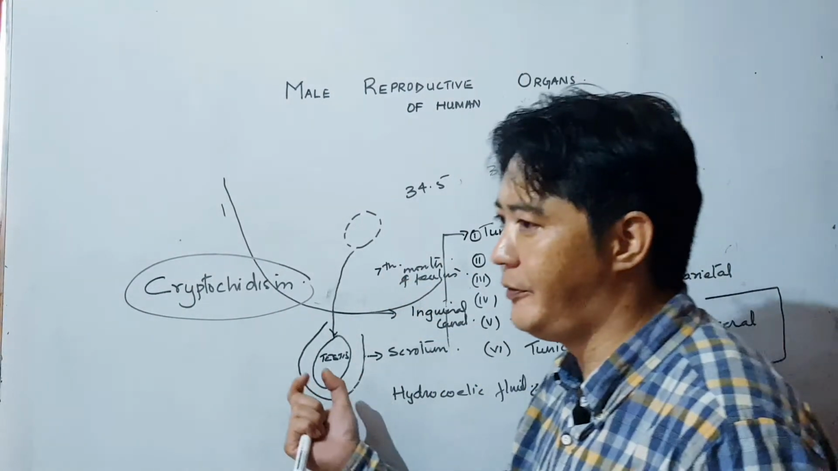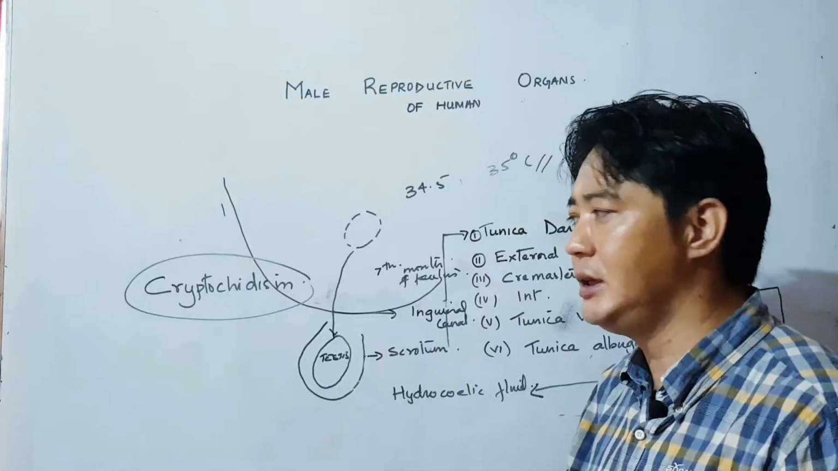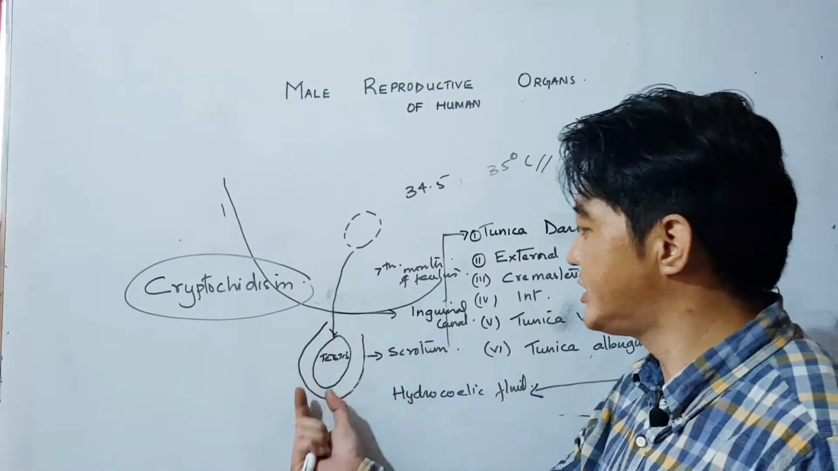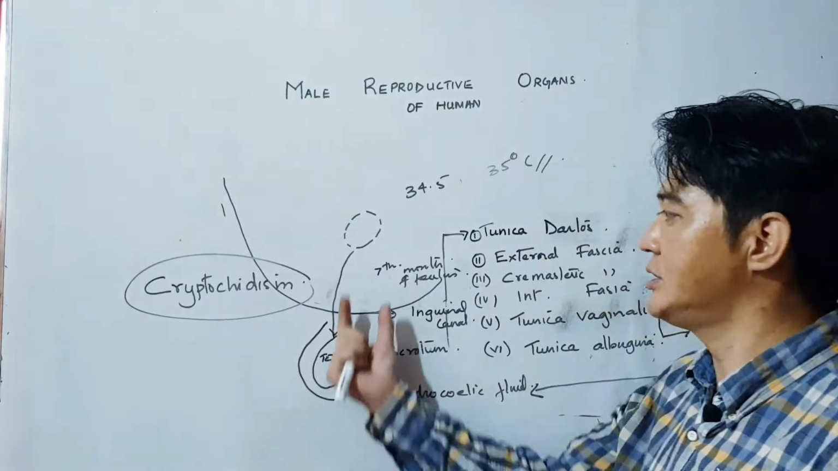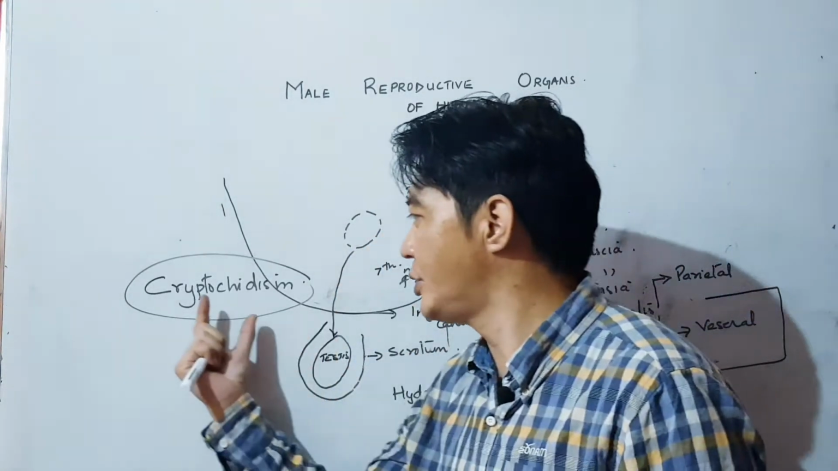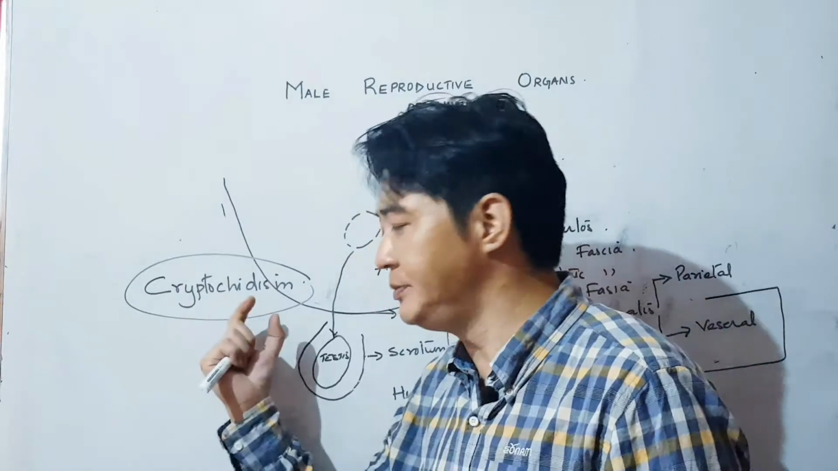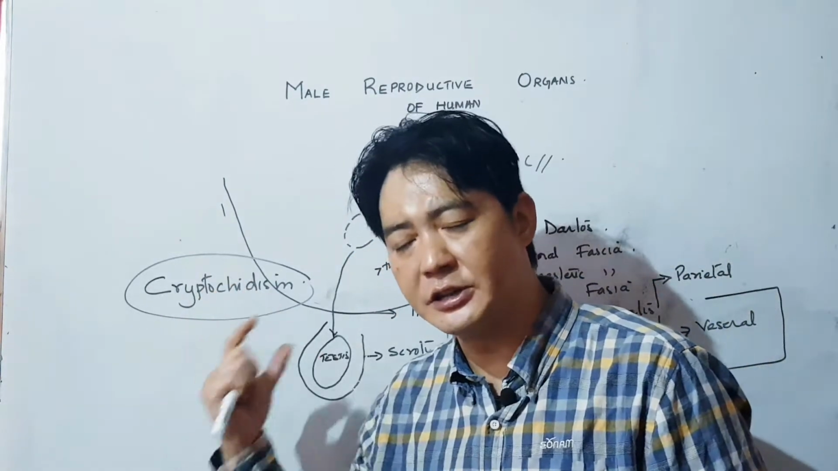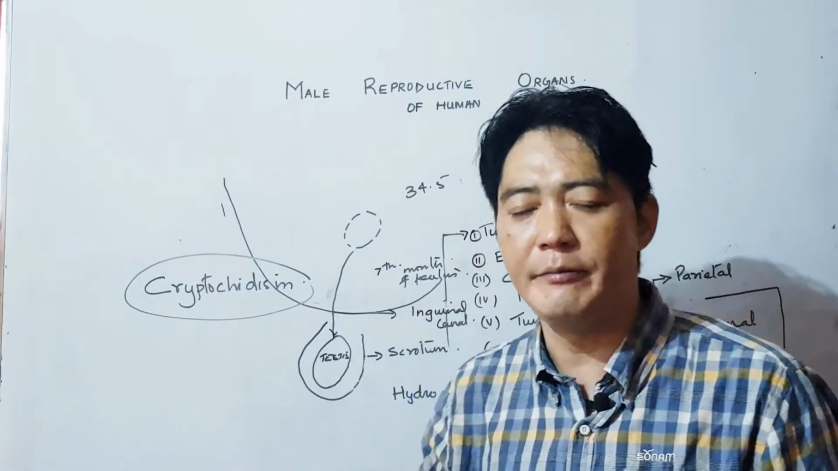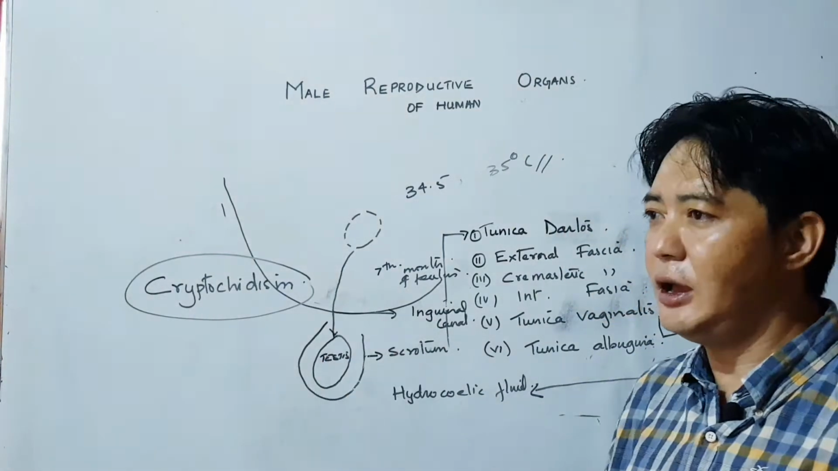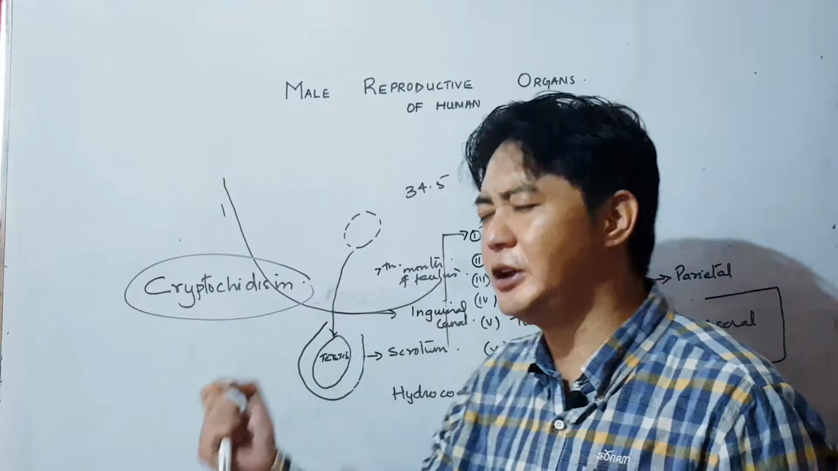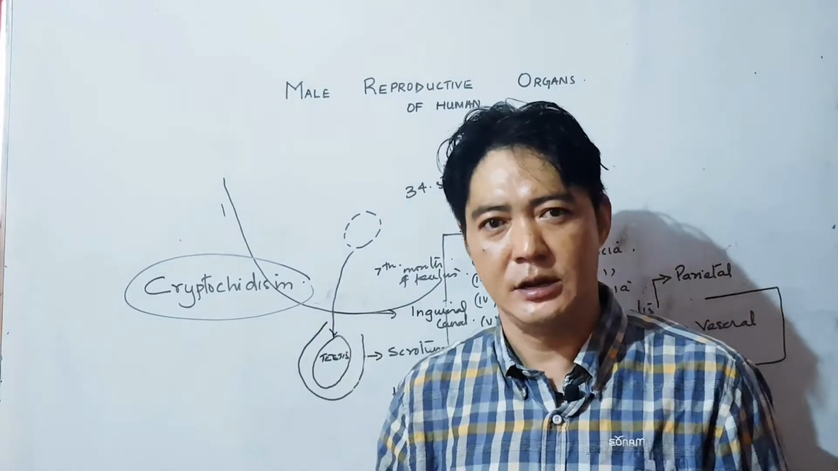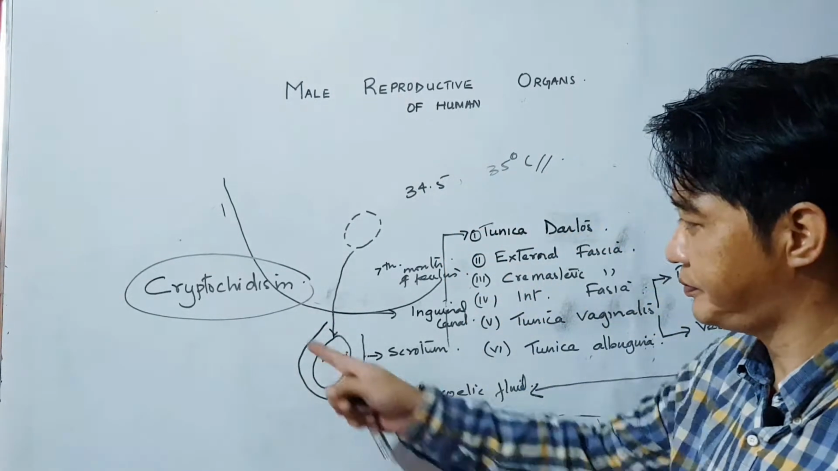So if the fetus or the baby fails to descend his testis towards the scrotum, such type of abnormality is known as cryptorchidism. This cryptorchidism leads to sterility of male, meaning they are infertile. So this is an abnormality found in very rare cases.